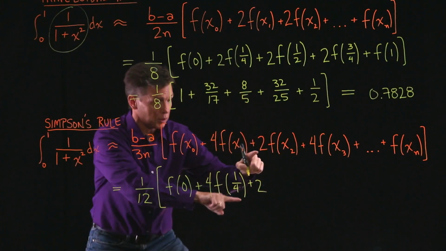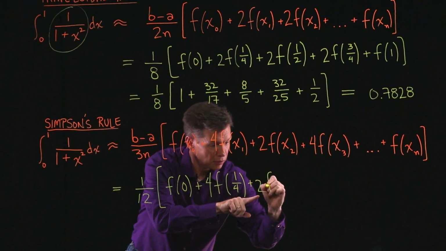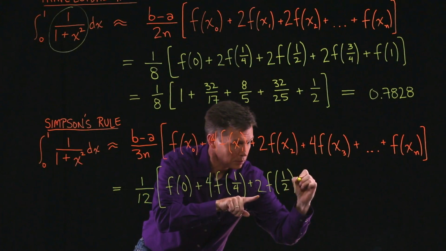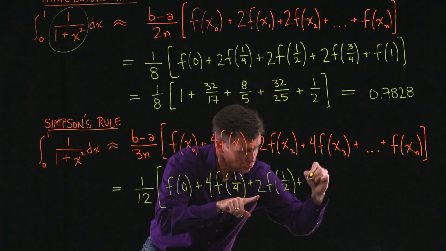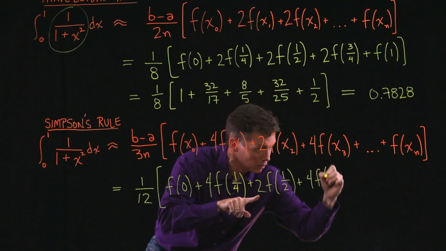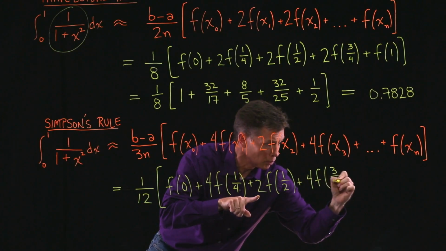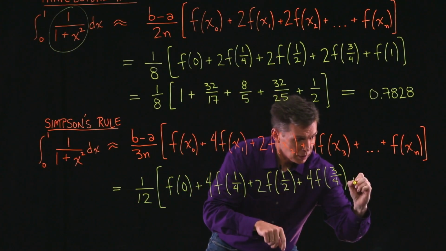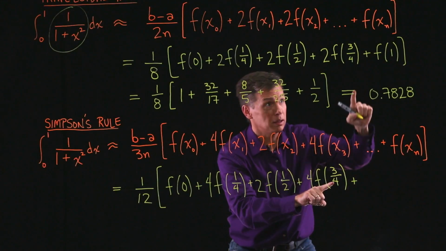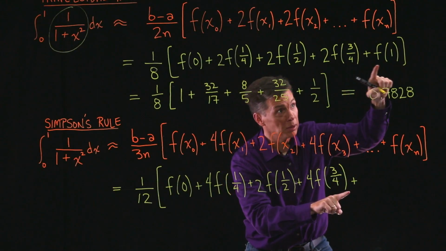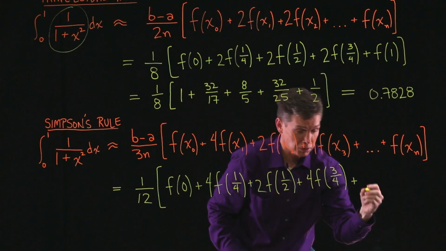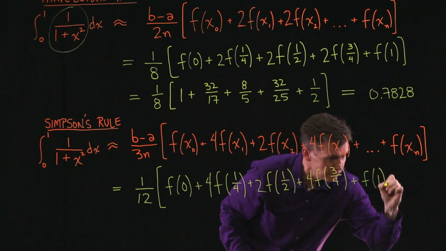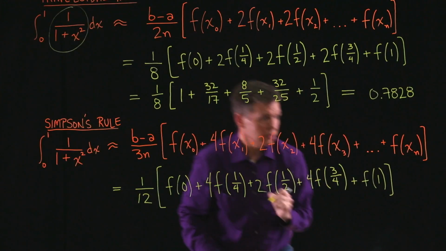So where was I in the formula? 2 f of my next argument, which will be 1/2, plus the formula then says 4 f of 3/4 plus, and I think I'm at the end of my interval, right? 3/4 would increment up to 1. So I'm at the end, my coefficient goes back down to 1, f of 1. And that's the formula.